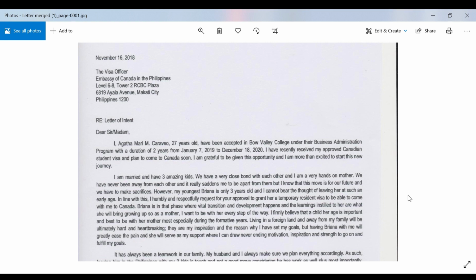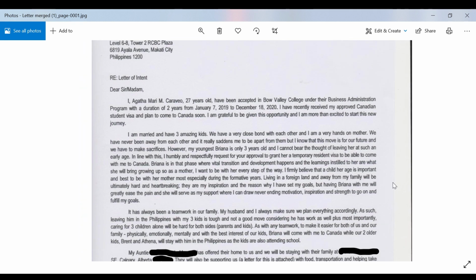They are my inspiration and the reason why I have set my goals. But having Brianna with me will greatly ease the pain and she will serve as my support where I can draw never ending motivation, inspiration, and strength to go on and fulfill my goals.